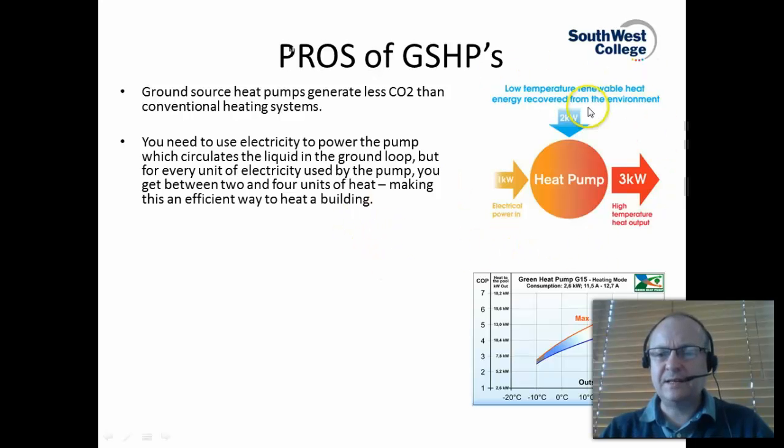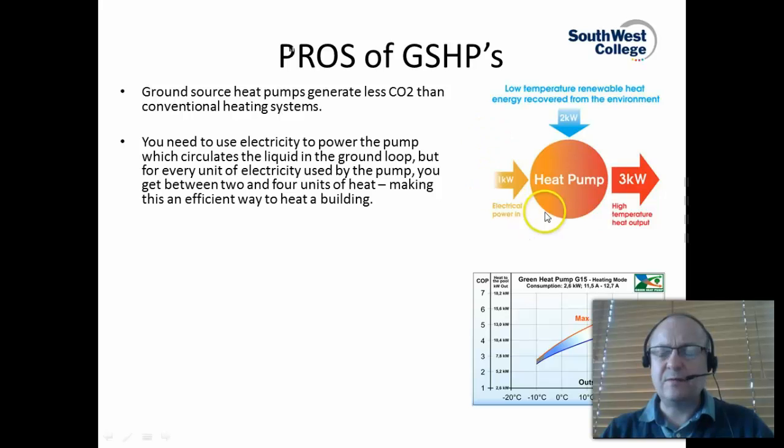So typically you'll see a little graphic like this associated with heat pump technology. So basically there's your electrical power going in, so 1 kilowatt, and your low temperature renewable heat energy recovered from the environment. So that's either from your ground source, from your air source, or from your water source heat pump. So you have 1 kilowatt that you provide as electricity, 2 kilowatts is extracted from the environment, and then you get 3 kilowatts high temperature heat output.